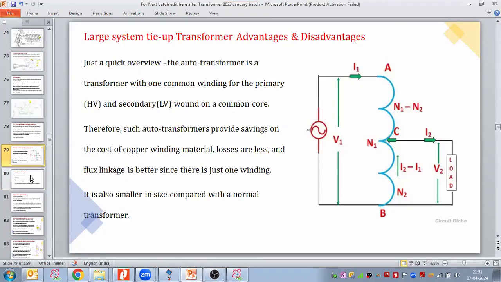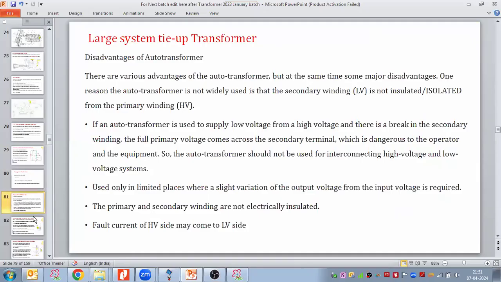So whenever we have voltage variations between HV and LV, when the voltage variation is less, in that case this auto transformer is a better choice. So in that case, auto transformer is the better choice. But if the variation is too high, in that case, it is not allowed to use.